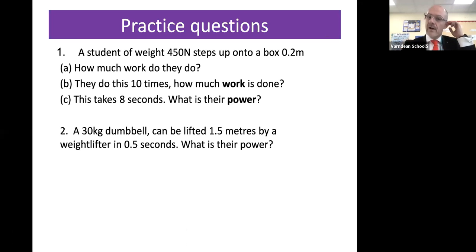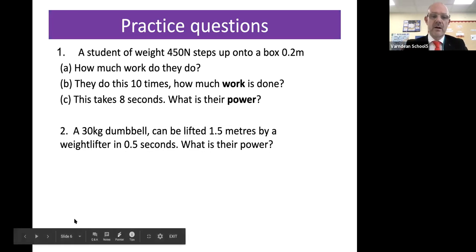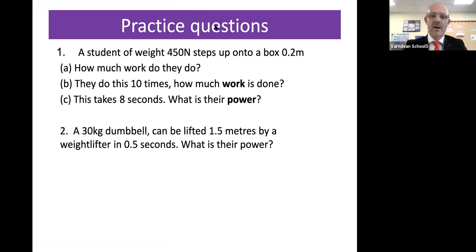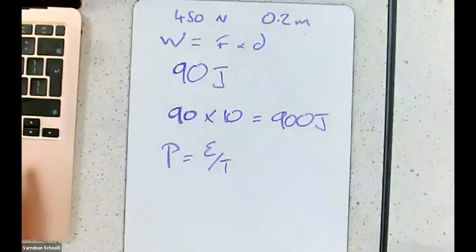So now we have the next question. Now we're using our power equation. And remember, you might want to write this down. Power is equal to energy divided by time. So if you've written that down, I can swap cameras again and have a little look at what I've been writing down as I did that.